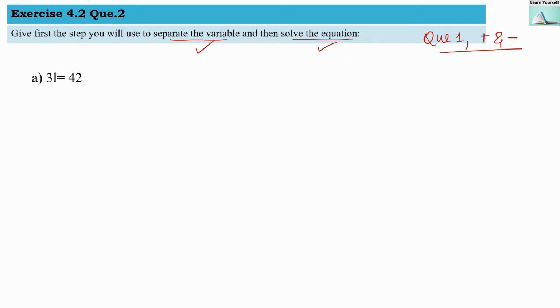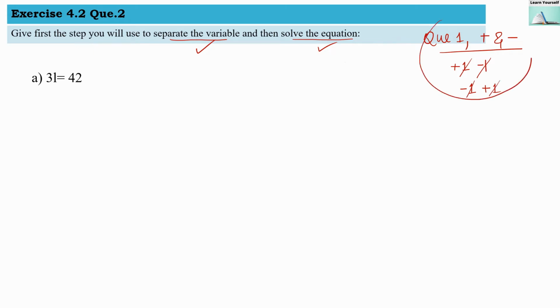So wherever there was a plus 1, we were adding minus 1 and we were cancelling out the numbers. Wherever there was a minus 1 or any minus number, the same number with opposite sign, we were adding and we were cancelling out the numbers. That is what we have done in question 1.